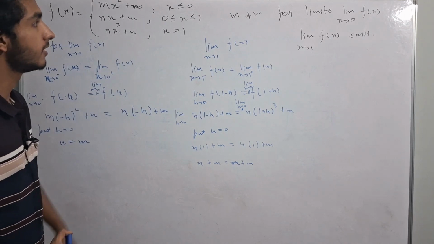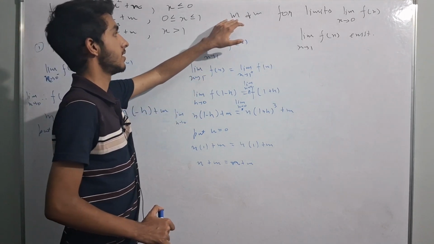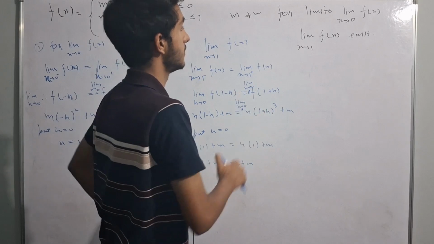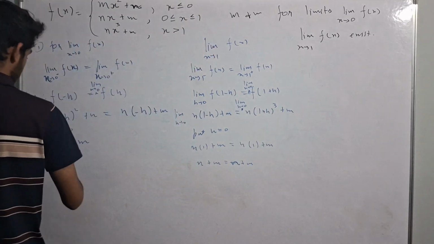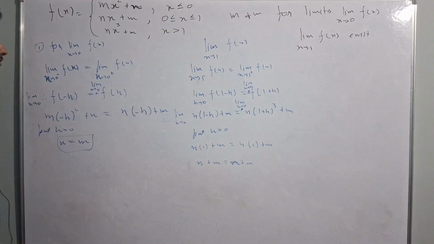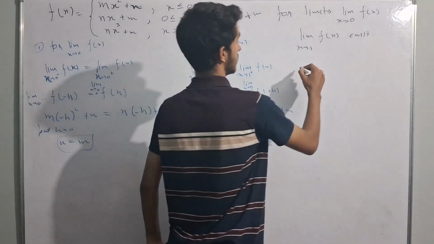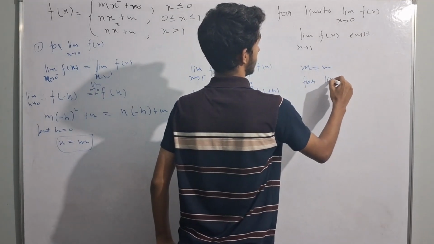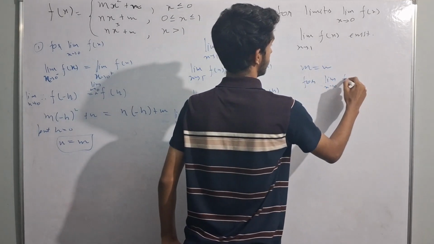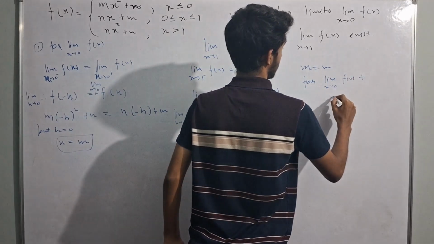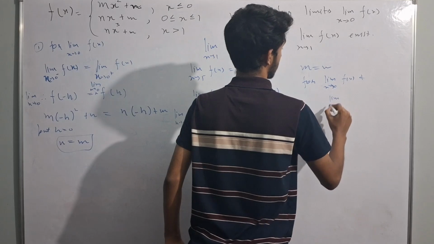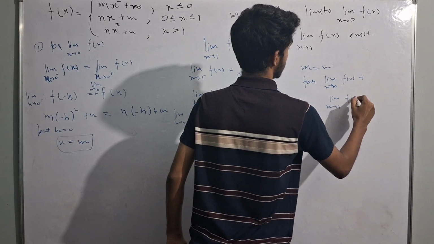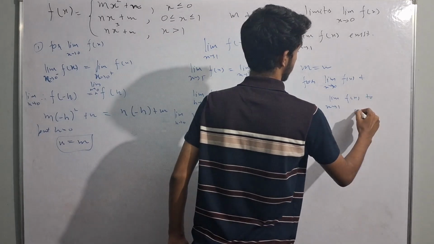So we have to find the values of n and m together for these two limits. So we'll go with this one. Therefore the answer would be m is equal to n for limit x tends to 0 of the function of x and limit x tends to 1 of the function of x to exist.